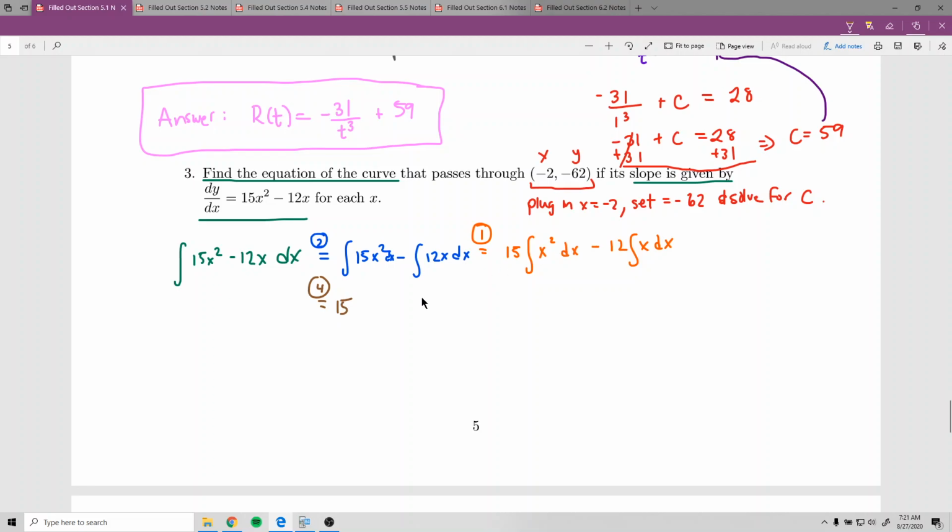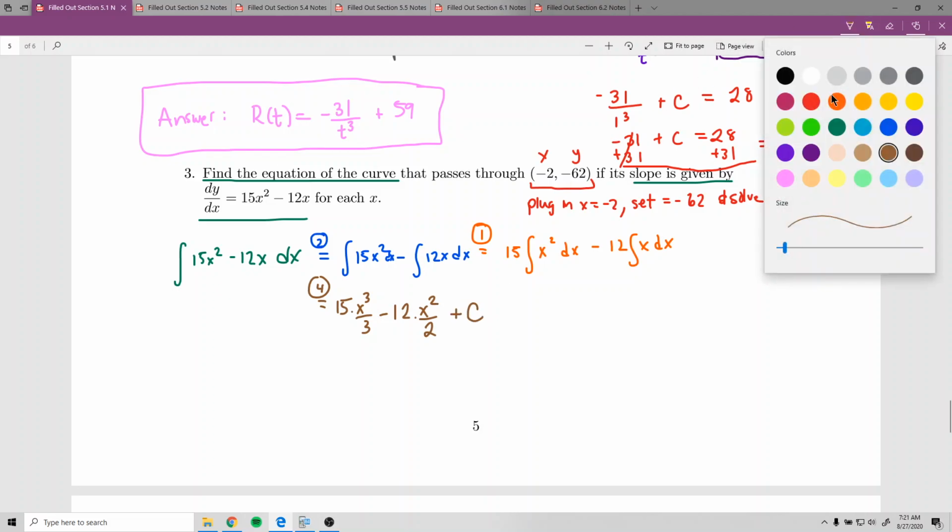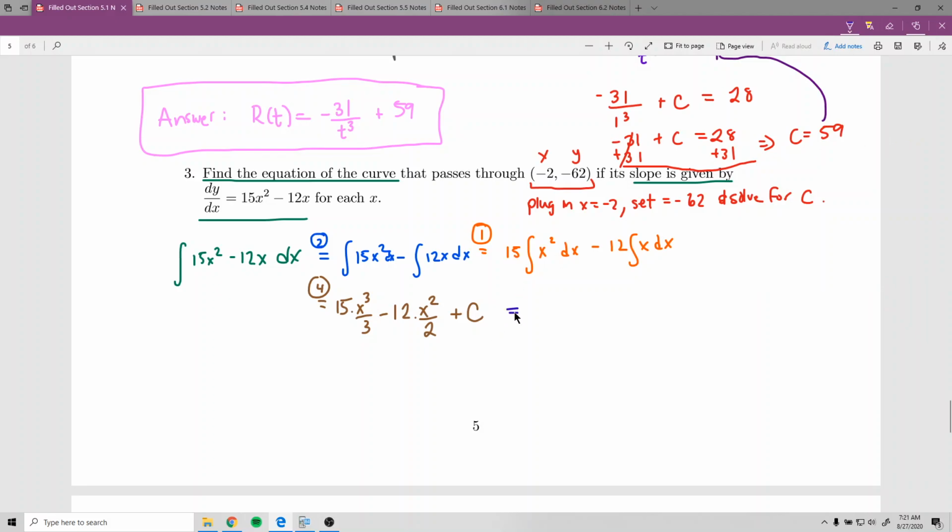So when we do the power rule for the first one, we get x cubed, add 1 to the power, and divide by the new power, minus 12. And then when we integrate x, that's x to the 1 power. So we get x squared, add 1 to that power, divide by the new power, and then add c at the end. And then once again, same thing as before, just simplify. 15 over 3 becomes 5, so that works out quite well. 12 over 2 becomes 6, that also works quite well. So this is our function not solved for C.